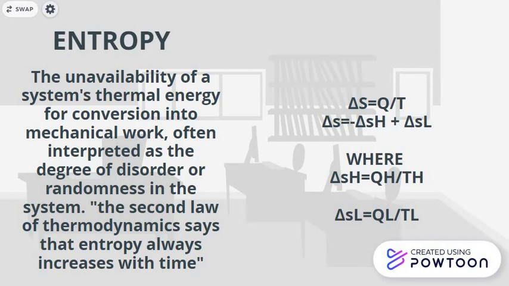Delta S is equal to negative delta SH plus delta SL, where delta SH is equal to QH over TH and delta SL is equal to QL over TL. Another statement of the second law of thermodynamics states that the total entropy of an isolated system never decreases.